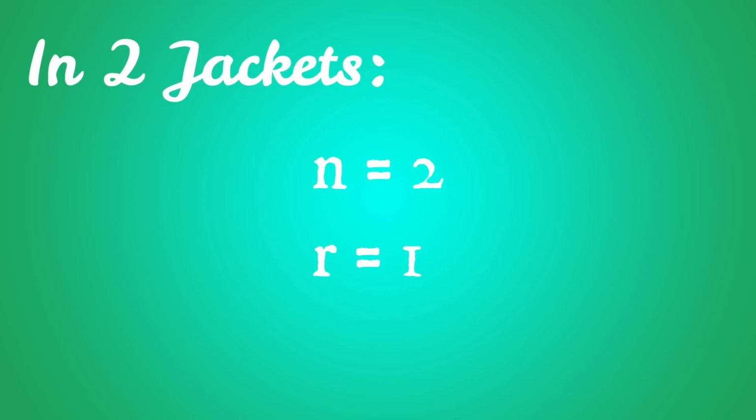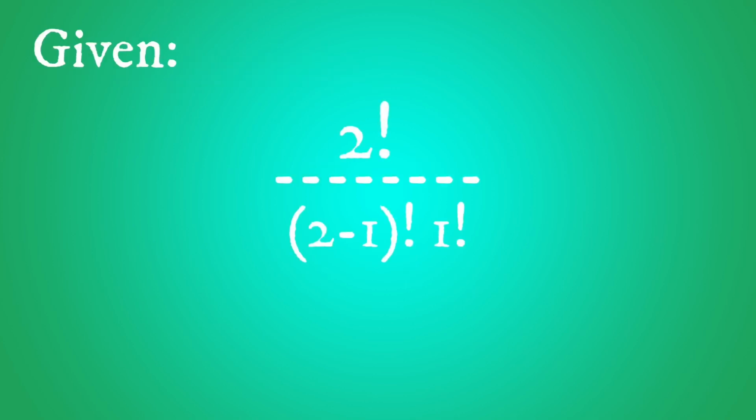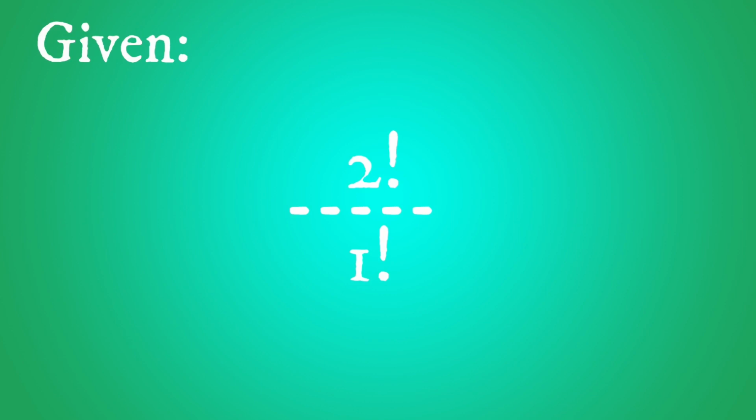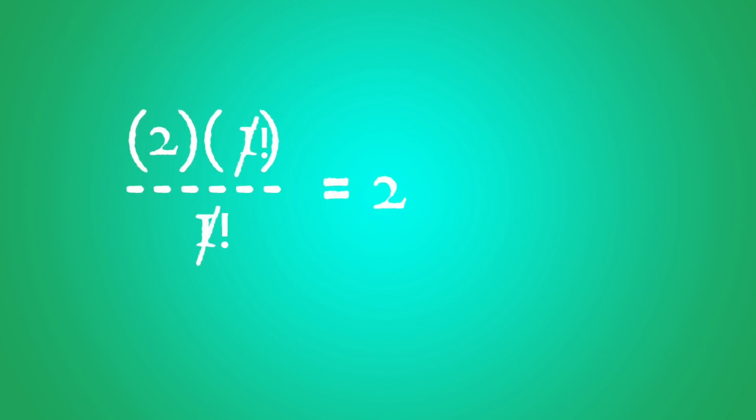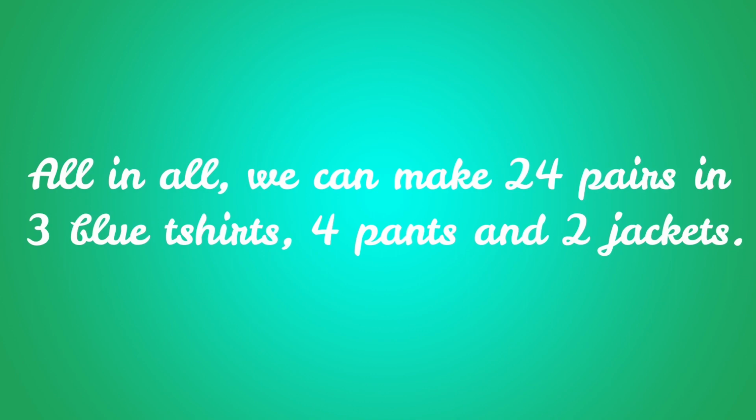In 2 jackets, our n is 2 and r is 1. So our given is 2 factorial over quantity 2 minus 1 factorial multiplied by 1 factorial. Next, we will write down 2 factorial, then subtract 2 minus 1 factorial, then multiply by 1 factorial. So now our given is 2 factorial over 1 factorial. Again, we're going to cancel out both 1, so the remaining number is 2. Therefore, the answer will be 2. The final step is we're going to multiply 3 times 4 times 2 equals 24. So all in all, we can make 24 pairs from 3 blue shirts, 4 pants, and 2 jackets.